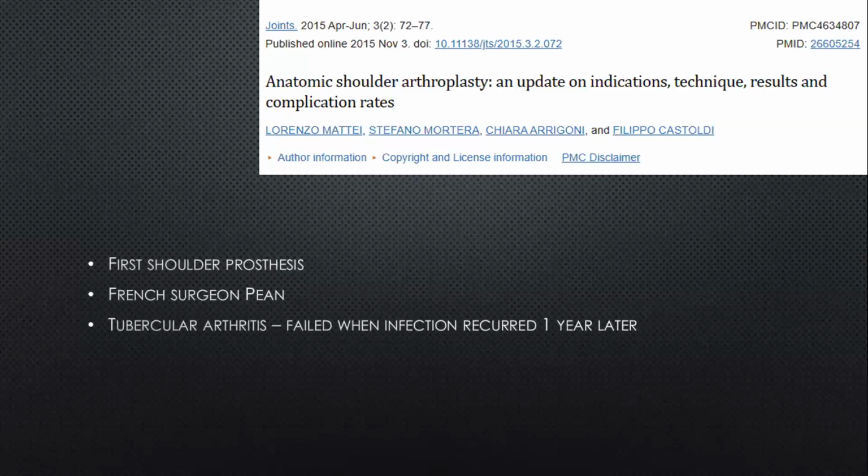Coming to the history, the first shoulder prosthesis was done by French surgeon Péan for tubercular arthritis, which lasted for a whole of 1 year before it failed due to the recurrence of infection, not due to any other causes. The infection recurred, so the implant failed. But he was very sure to point it out to the rest of the world that for the 1 year that it lasted, it gave the patient a reasonable, acceptable level of mobility that enabled the patient to carry out his daily living activities.